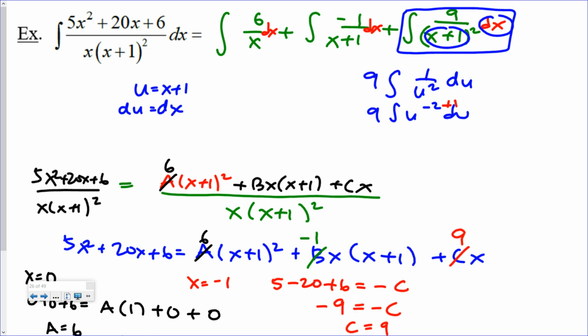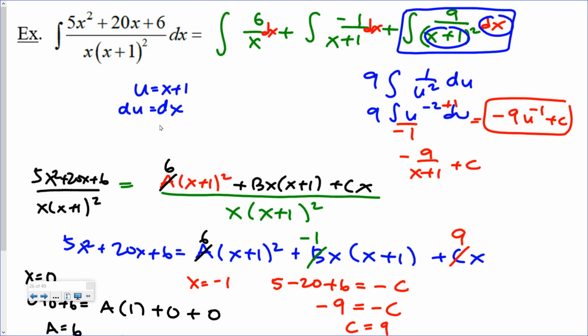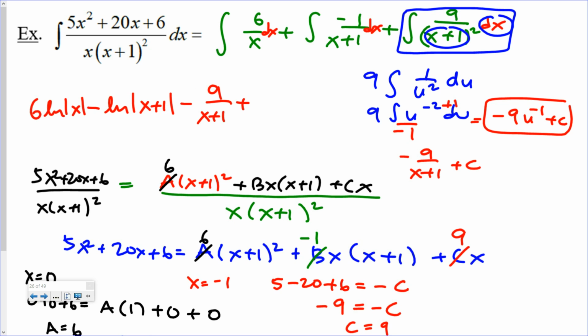That's going to be add 1, divide by negative 1. So that's going to be negative 9 u to the negative 1 plus c. That's going to be my answer right here. But u is actually x plus 1, right? So this right here will be negative 9 over x plus 1 plus c. So my answer is going to be 6 ln of x minus ln of x plus 1 minus 9 over x plus 1 plus c.